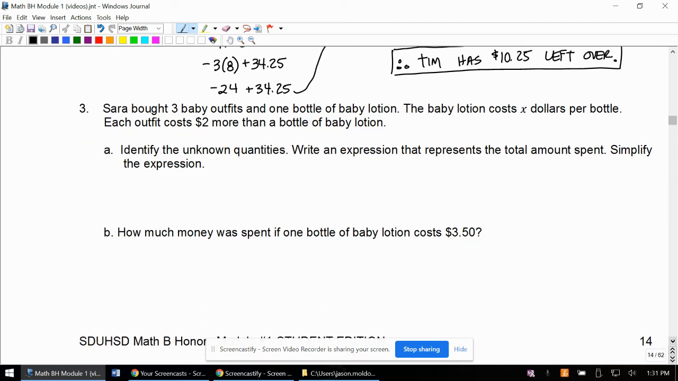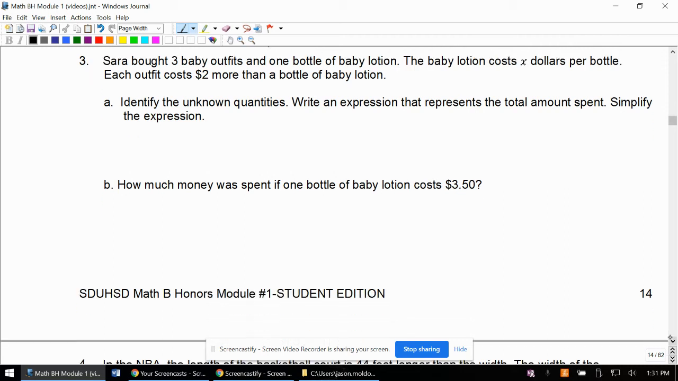Last one on the page. Sarah bought 3 baby outfits and 1 bottle of baby lotion. The baby lotion costs X dollars per bottle, and each outfit costs $2 more than a bottle of baby lotion. A, identify the unknown quantities, write an expression, and B, how much money was spent if 1 bottle of baby lotion cost $3.50. If you're up to the challenge, I would suggest pausing the video and trying this one on your own, and then watching it and comparing my answer to yours. And then if you've now tried it, here we go.